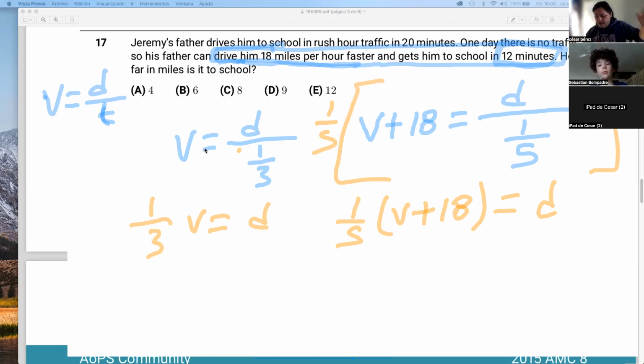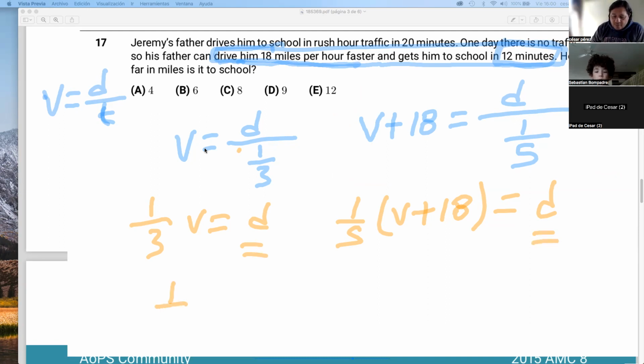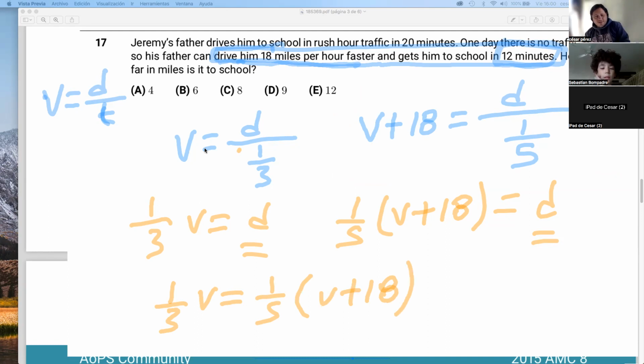The fractions are numbers like any other, so we can use every way that we know to solve an equation if we use fractions. So this formula gives us this one, and this two. So we can solve 1/3 of the velocity equals 1/5 of the velocity plus 18. So we can solve this. We can have velocity.